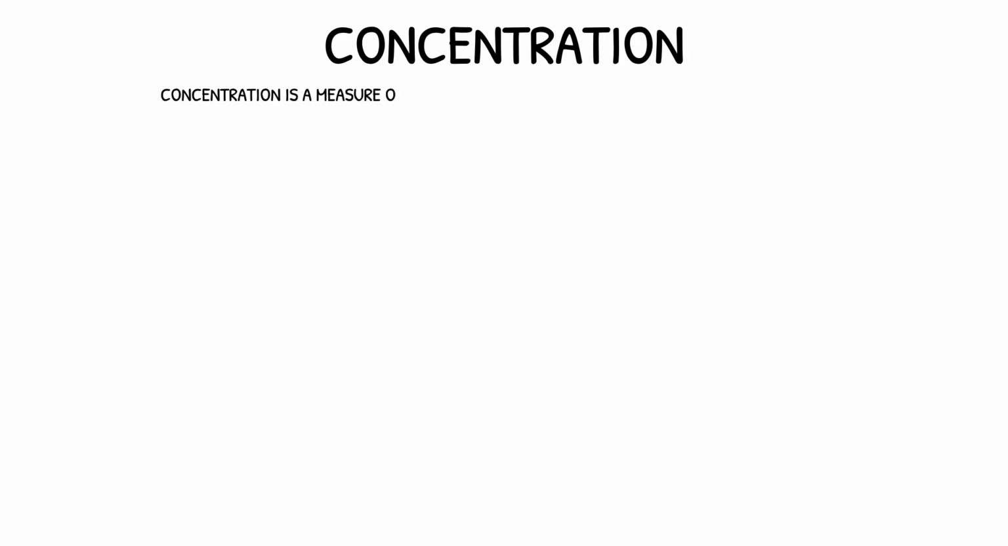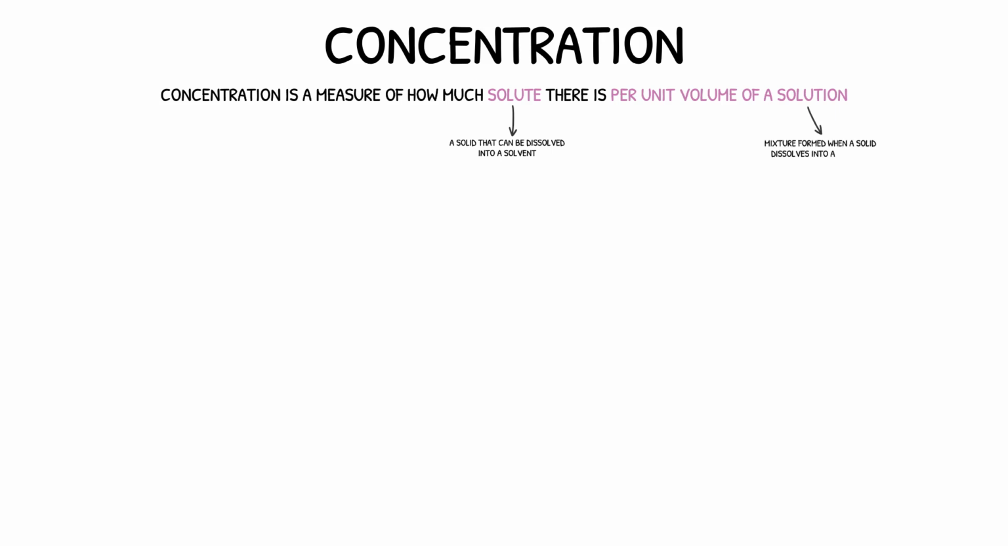The concentration of a substance is a measure of how much solute there is per unit volume of a solution. A solute is a solid that can be dissolved into a solvent. A solution is the mixture formed when the solute dissolves into the solvent. In a fixed volume, the concentration of a solution will increase as the concentration of solute increases too.